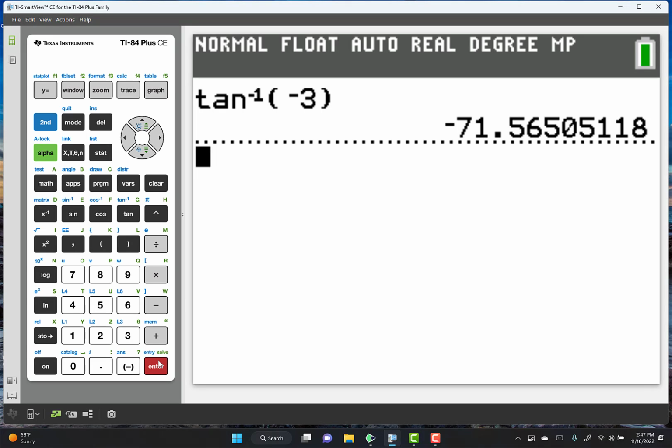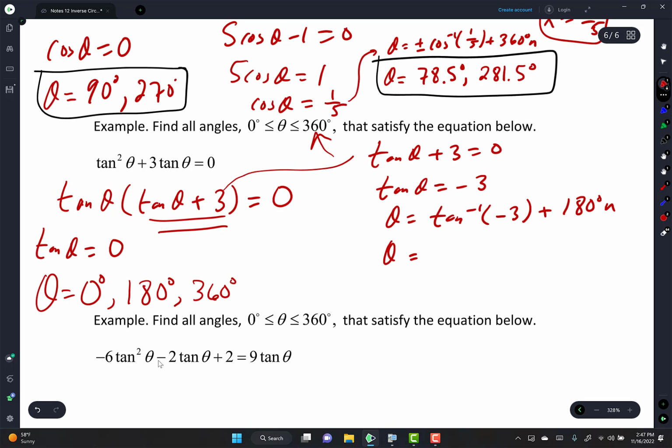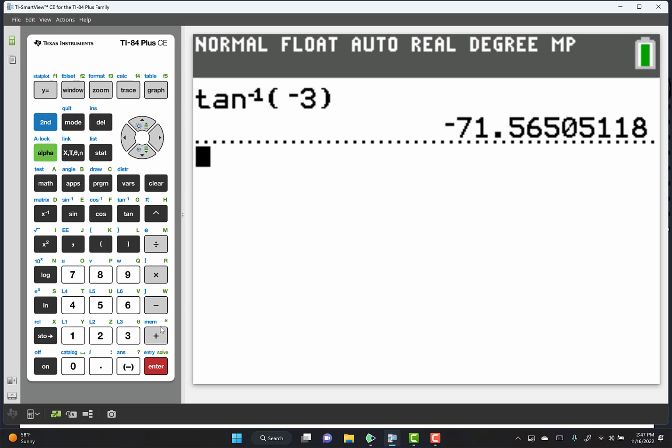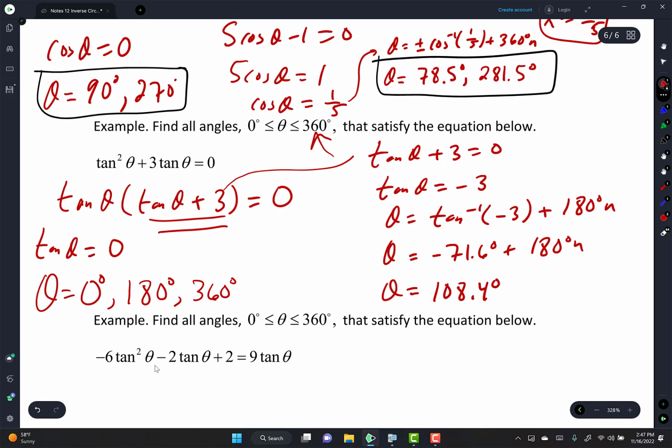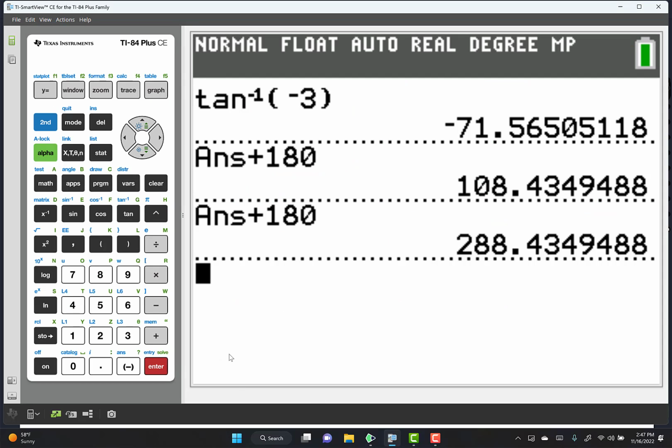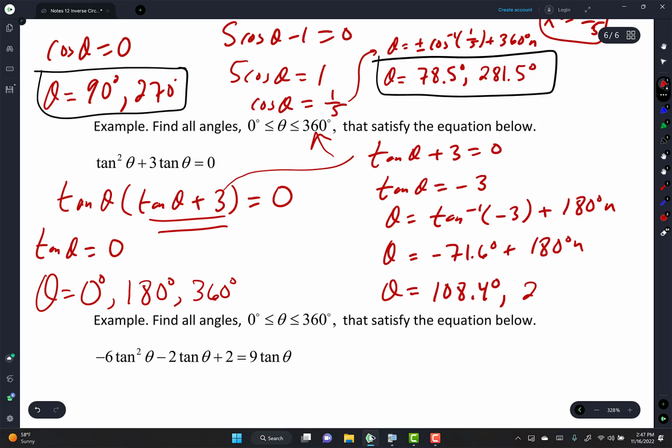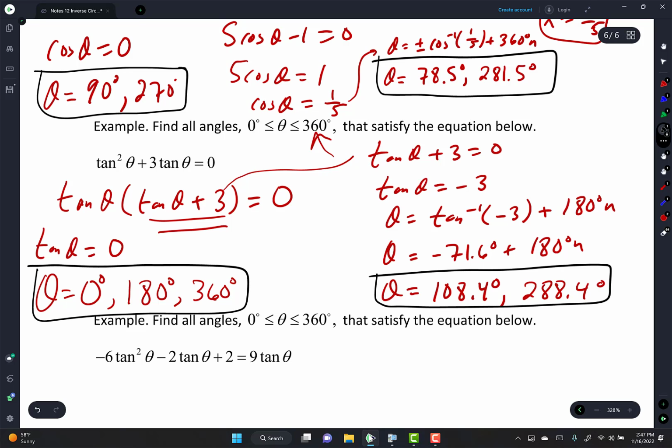Arc tan of negative 3, enter. Negative 71.6. I'm going to write this down as my general equation. Negative 71.6 degrees plus 180n. Here are my answers. I'm going to add 180 to that. Enter. 108.4. That's an answer. 108.4 degrees. And I'm going to add another 180 to that. Enter. 288.4. And that's it, because if I do another 180, it's going to be above 360. So these two coupled with these three. Cool?